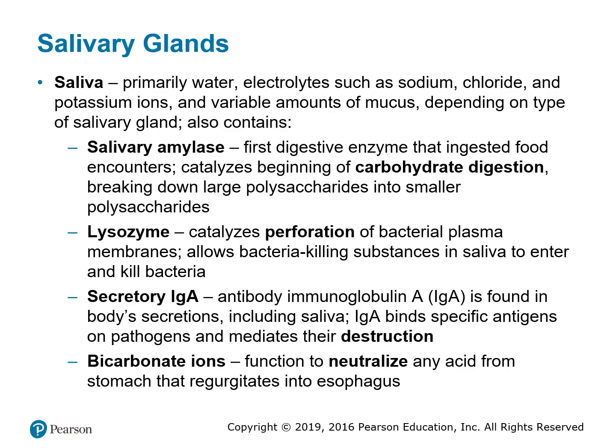Now we get to saliva. Since we're talking about the salivary glands, saliva is made up primarily of water. It does have electrolytes, which have some ion components, such as sodium, chloride, and potassium ions, that are essential for digestion. They're going to be found in different amounts of mucus, depending on the type of salivary gland. Aside from the water and the electrolytes, the saliva also has an enzyme called salivary amylase.